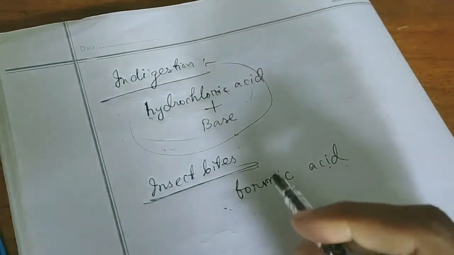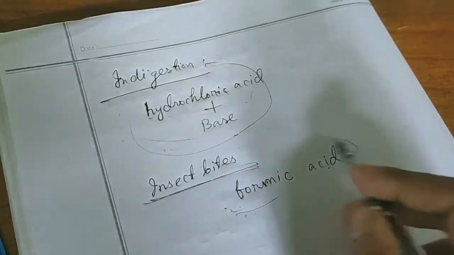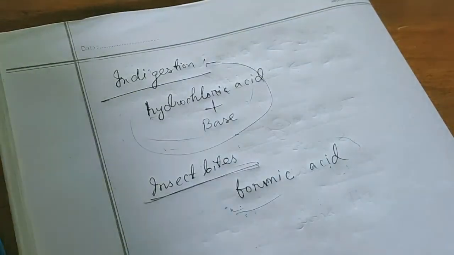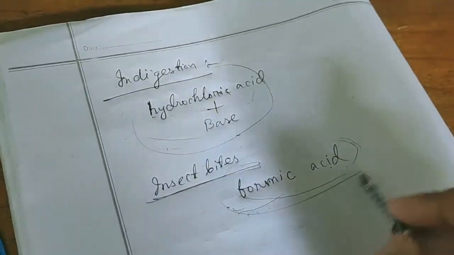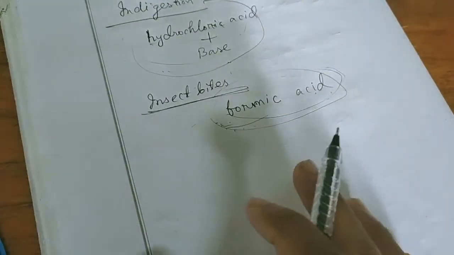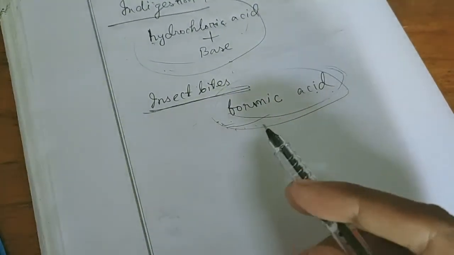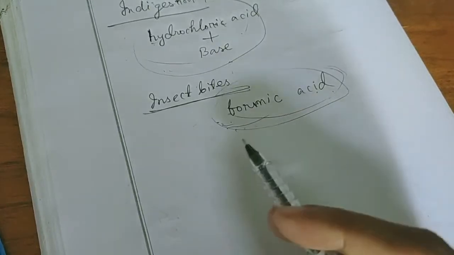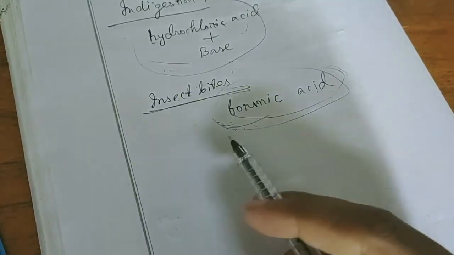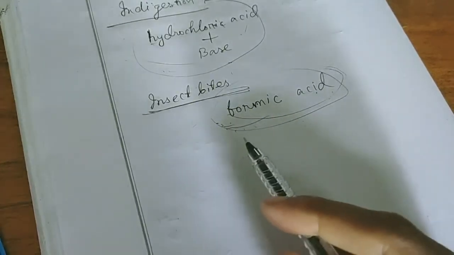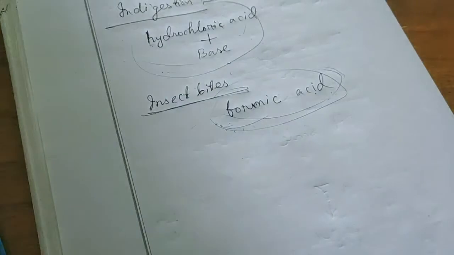So how to cure it? Just apply a medicine which contains a base, and then the base will cancel the effect of the formic acid, and the pain will go. Bee and wasp stings contain formic acid, so they should be treated with ammonia solution or calamine solution, which contains zinc carbonate, which is a base.